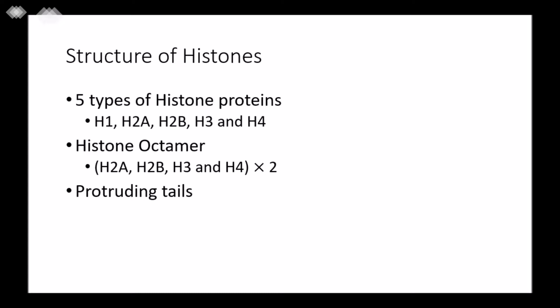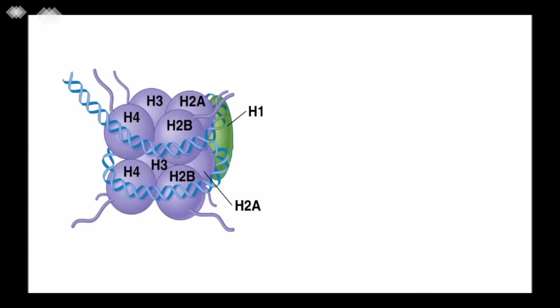To make sense of this information, here is a figure, and this is the histone octamer, and as you can see, there are 2 of each of those histone molecules. There's 2 H2A, 2 H2B, 2 H3 and 2 H4 that make up the octamer.